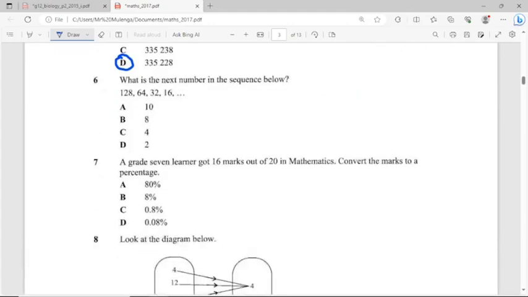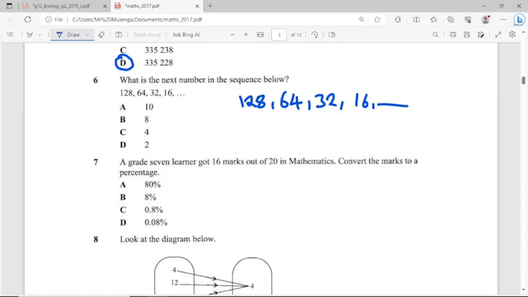Let's now come to question 6. Here they're asking you to find what is the next number in the sequence. So you have 128. Okay, from 128 you have a 64. From a 64 you have a 32. From a 32 you have 16. From 16 you have nothing. So the first thing you are supposed to do is you have to find the rule. So what rule are they using here? They started with the 128, and then they come to 64. From 64 to 32. From 32 to 16. Okay, so what rule are they using?